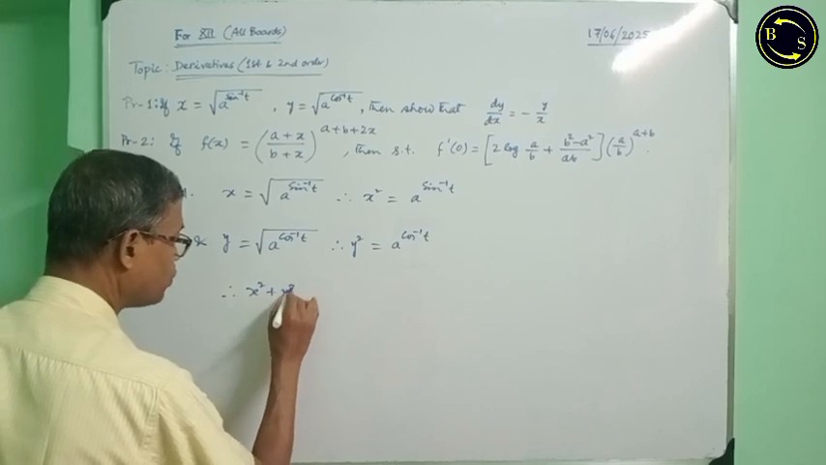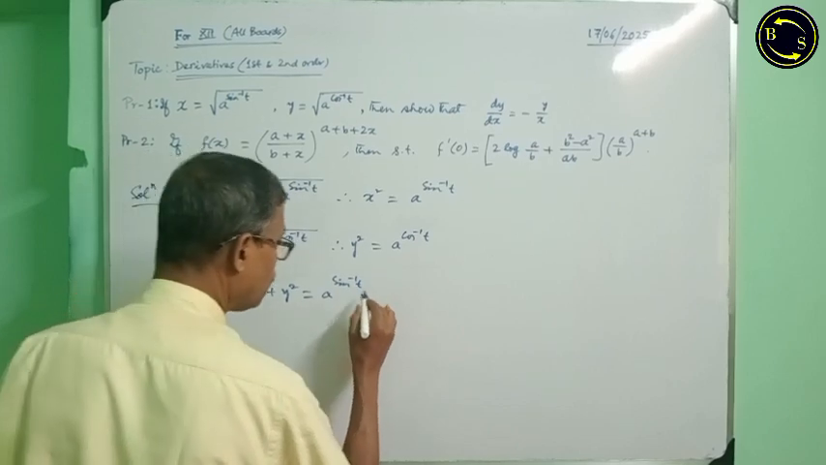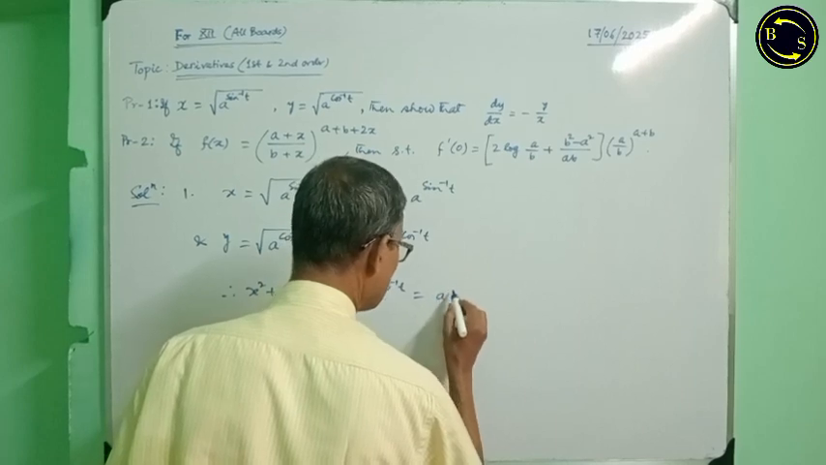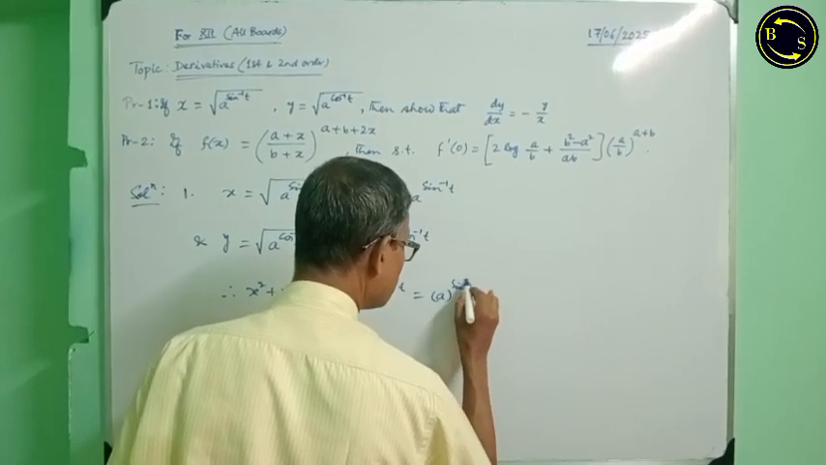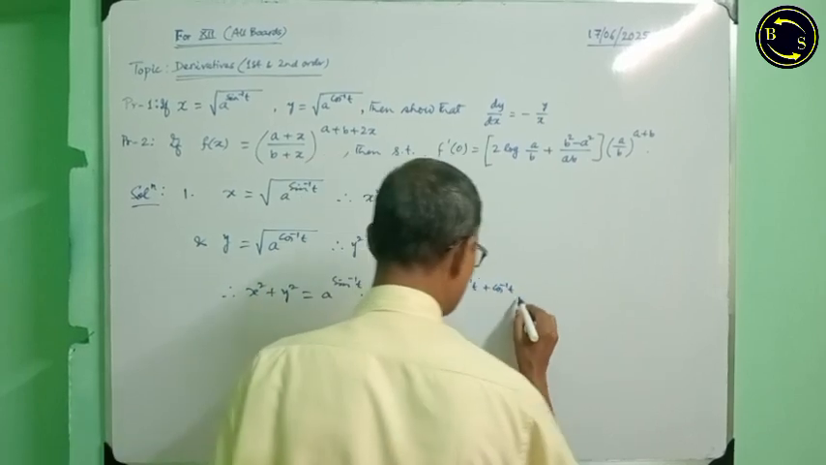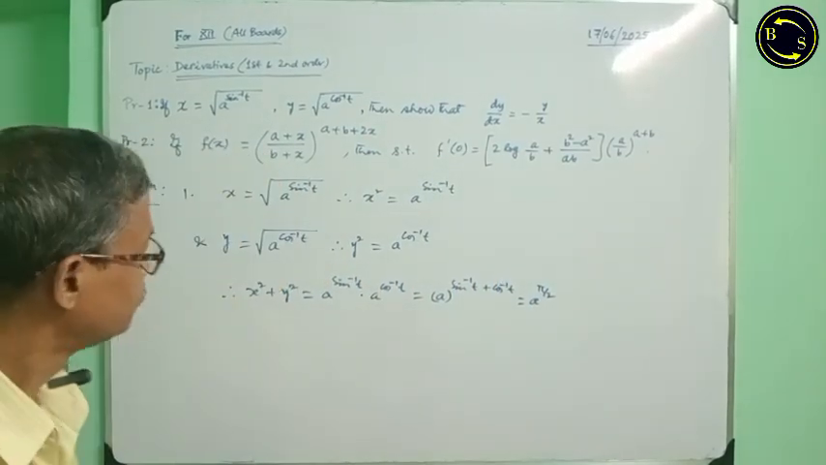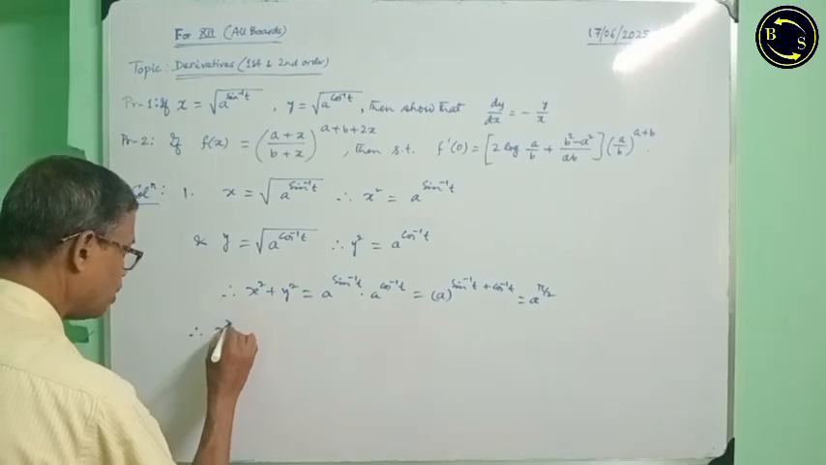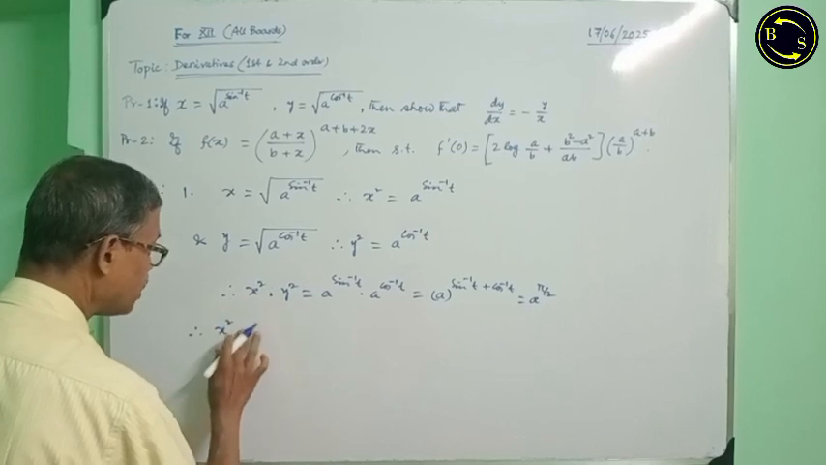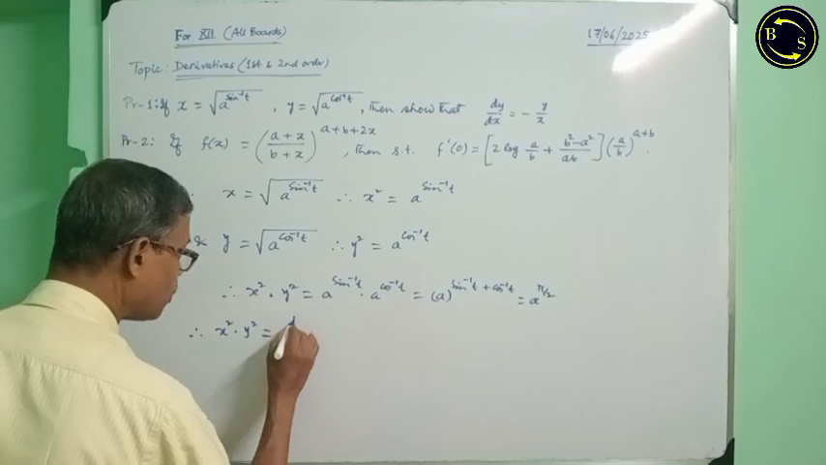Therefore, x square into y square equal to a to the power sin inverse t into a to the power cos inverse t. That is equal to a to the power sin inverse t plus cos inverse t. That is equal to a to the power pi by 2. Therefore, finally we get, I have taken the product, x square into y square is equal to a to the power pi by 2.